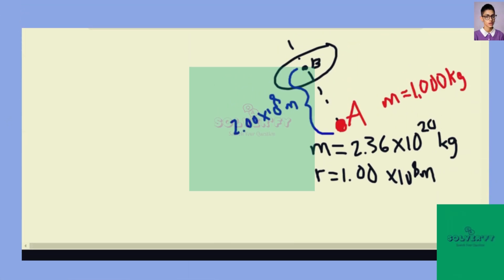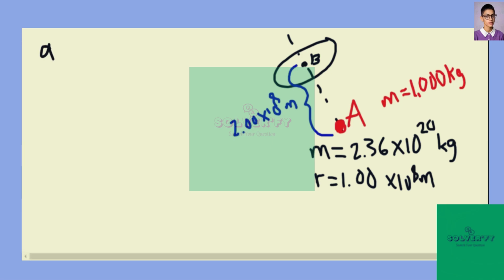All right, I have drawn the system, and one thing that I need to draw on here yet is a radius here. And the length of that radius is 1.00 times 10 to the 8th meters.